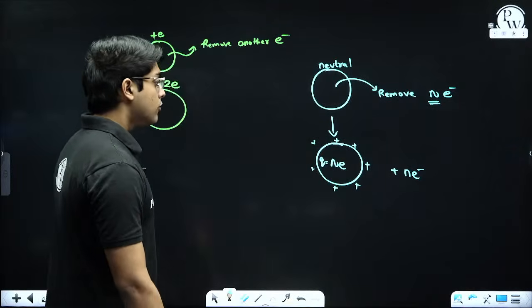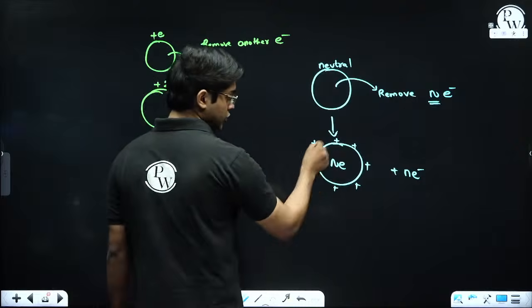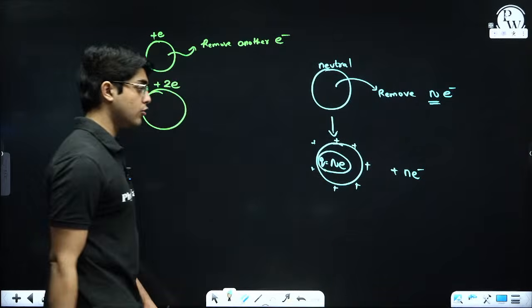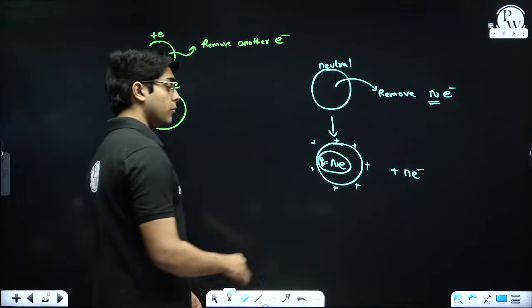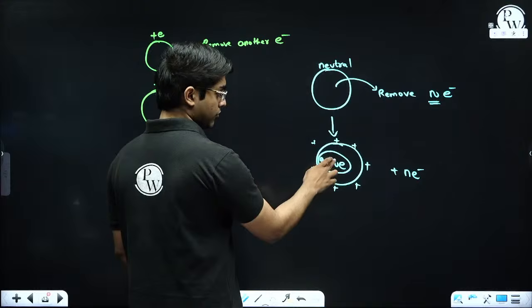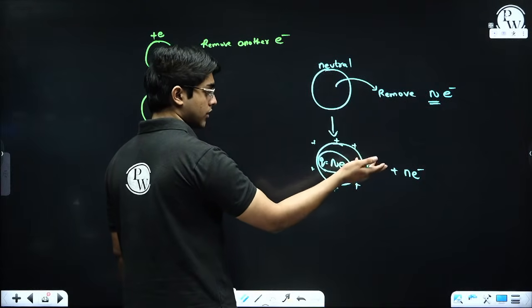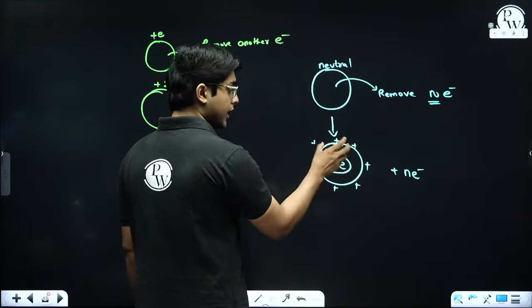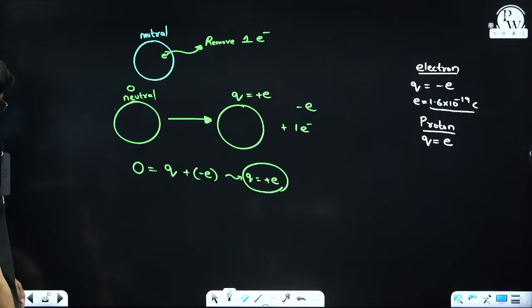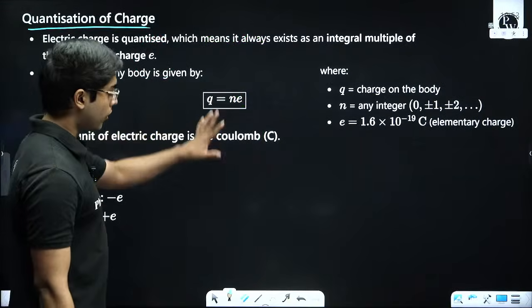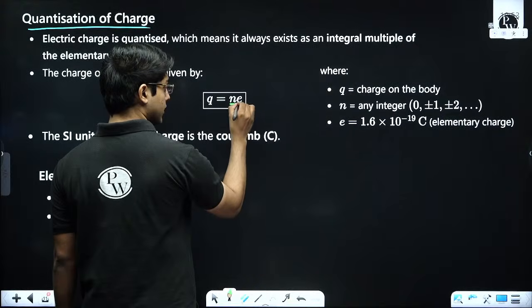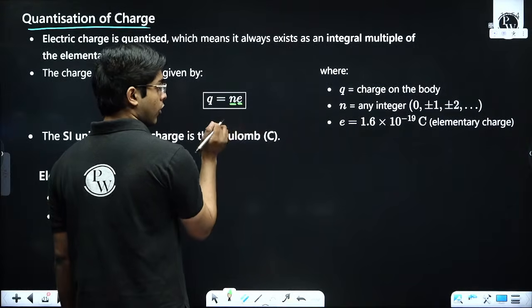So when we say an object is charged, the charge on the body must be of the form n into e, right? Because we cannot remove a fractional amount of electrons. We cannot remove half electrons. We can only remove integer number of electrons. So it can be either 1 electron, 2 electron, 3 electron, or let's say 1000 electron, but we cannot remove a fractional amount. This is what we mean by quantization of charge. So the charge on any body can only be in the form of some integer number of this E. E is the charge on a proton or an electron.